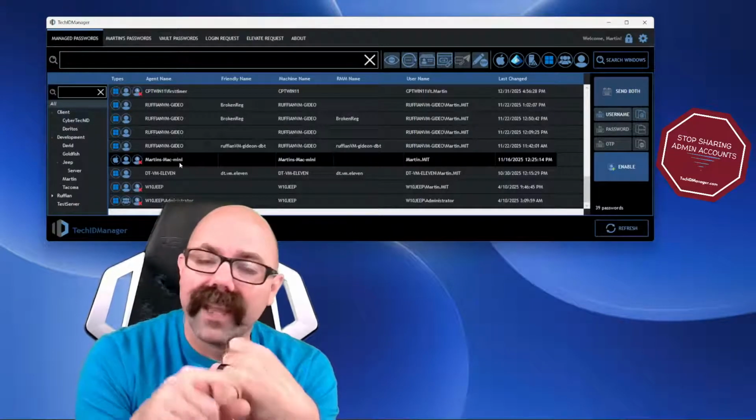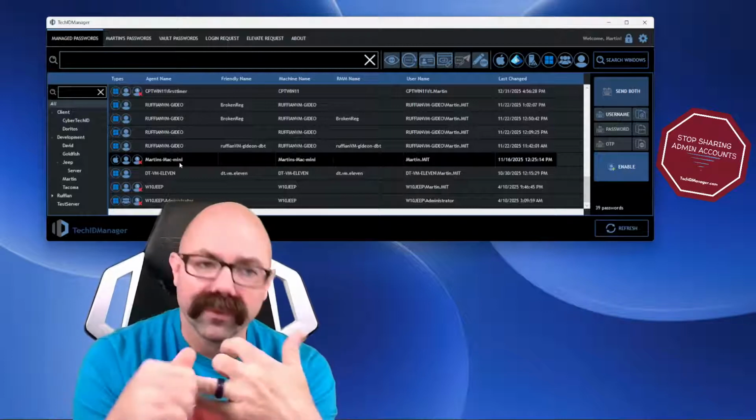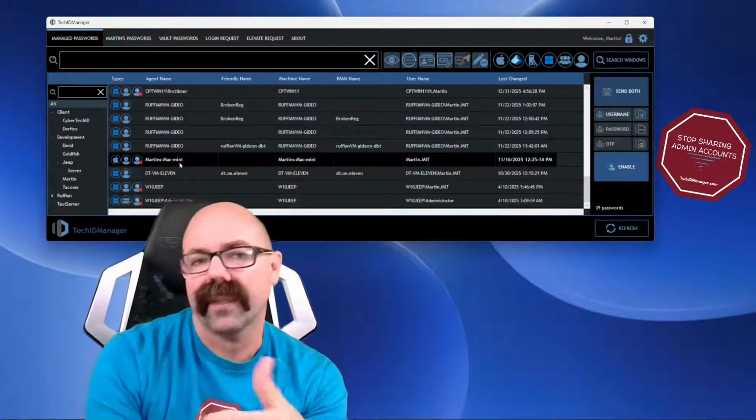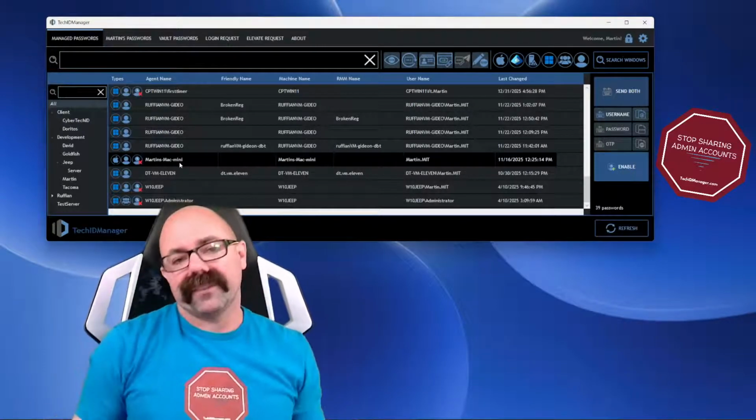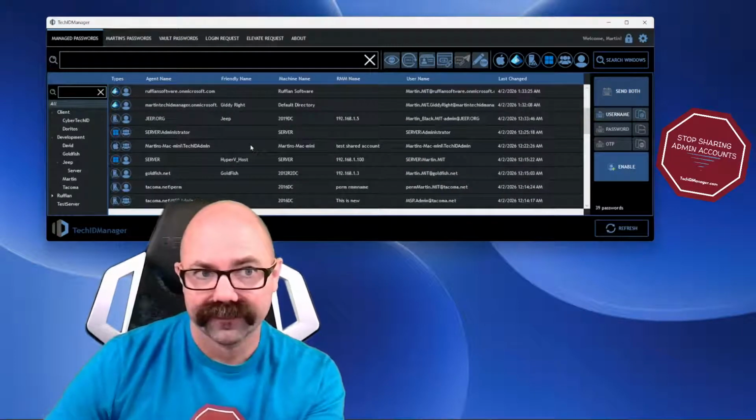I can tell you that a shared admin account doesn't meet any of the compliance requirements. Only unique accounts or traceability on shared accounts meets those requirements. And TechIDManager makes that easy to do by automating all of that.